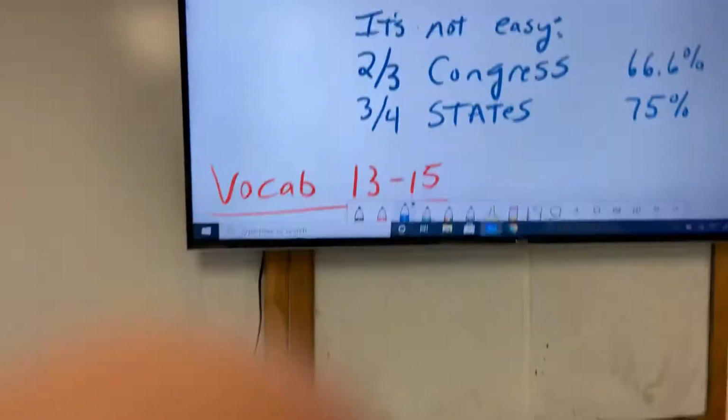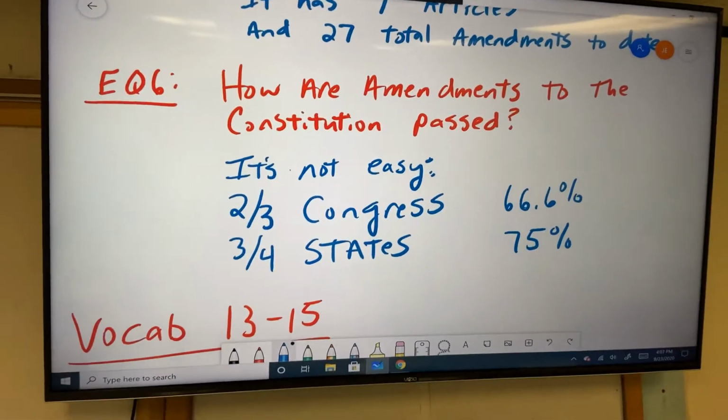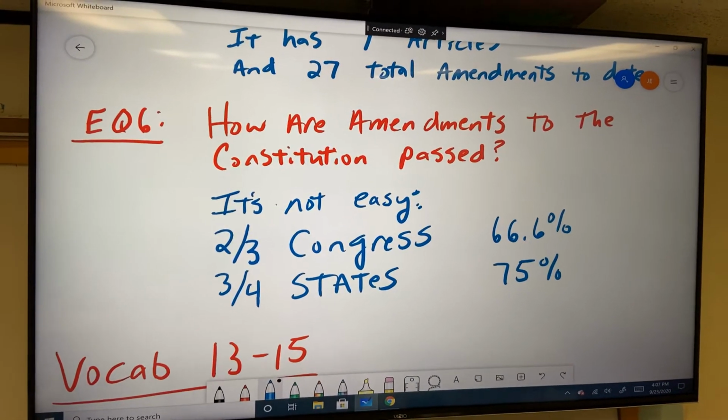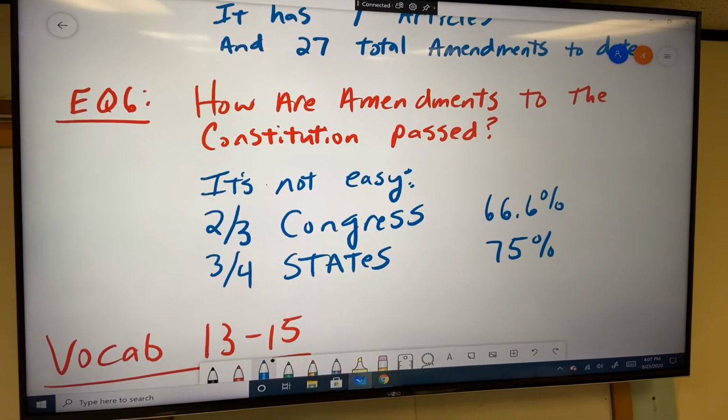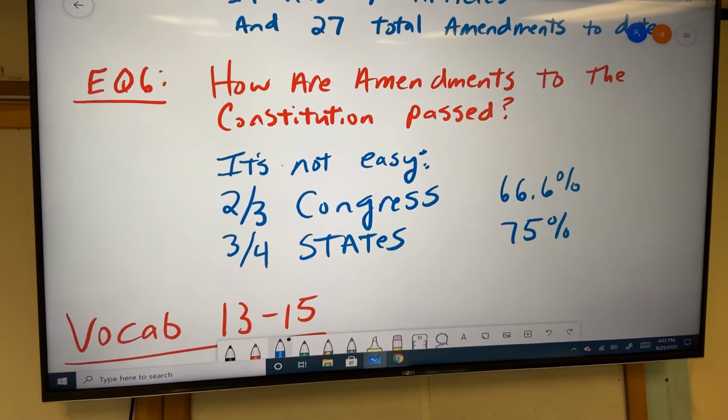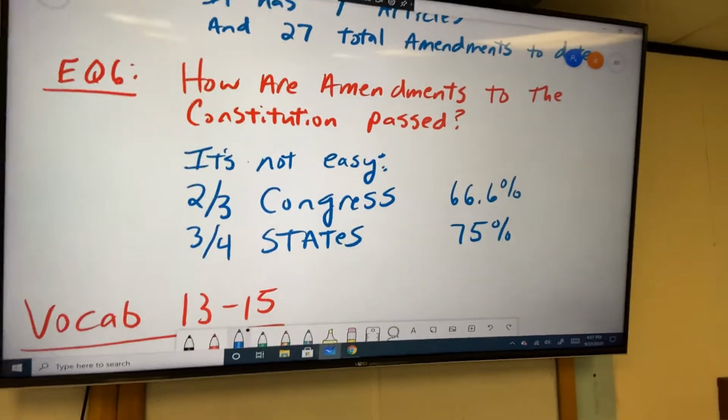Now, let's take a look at EQ number 6. I told you a while ago that making changes to the Constitution was not very easy. So how are amendments passed to the Constitution? This is EQ number 6. It tells us right here. You can pause that and write that down. How are amendments to the Constitution passed? It's not easy. Or as we like to say in Hick Talk, it ain't easy.